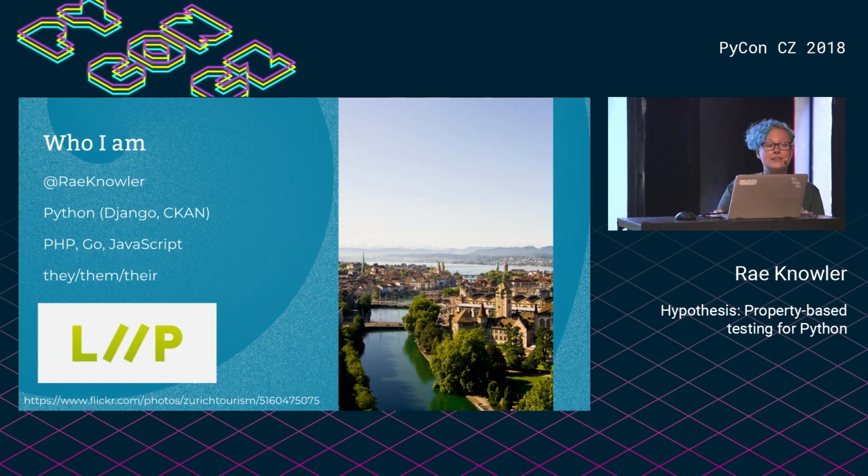I am Rae Knowler. I'm a software developer, mostly back-end web stuff, from Zurich in Switzerland. You know what I look like, so here's a picture of my town looking far more green than it really is. I do a lot of Python. At the moment, that's mostly at home, but also some for money. And apart from that, I mostly do PHP and some Go and JavaScript. And I work for Leap, which is an agency in Zurich, who have supported me in getting here, so thank you a lot to them as well.